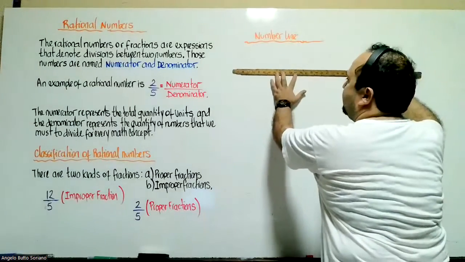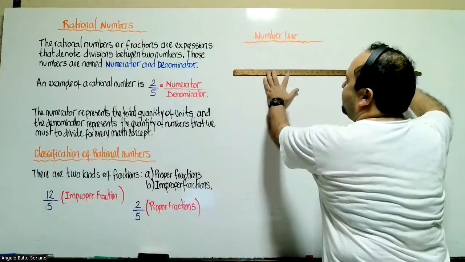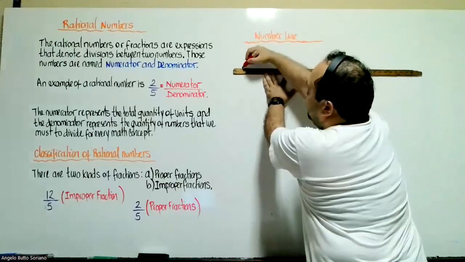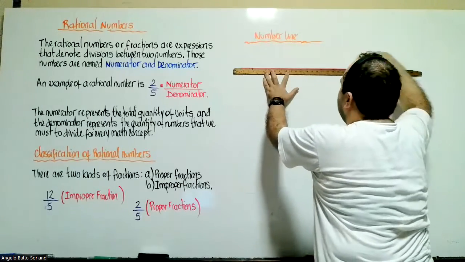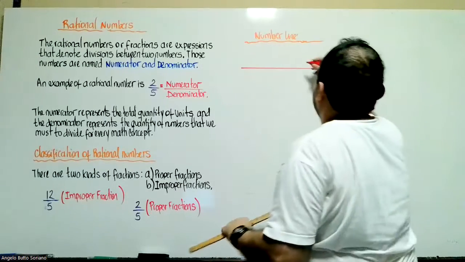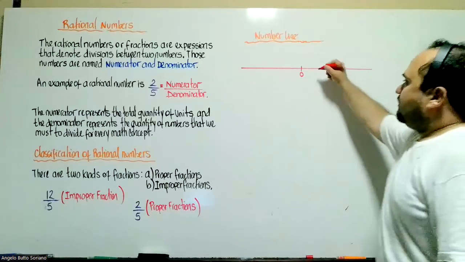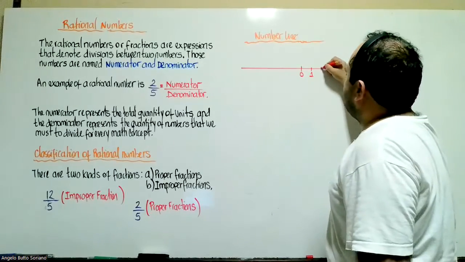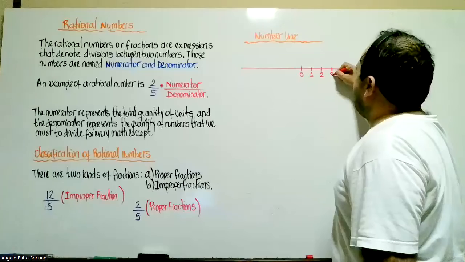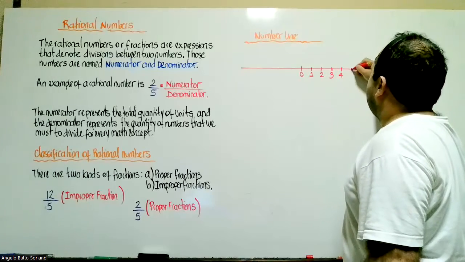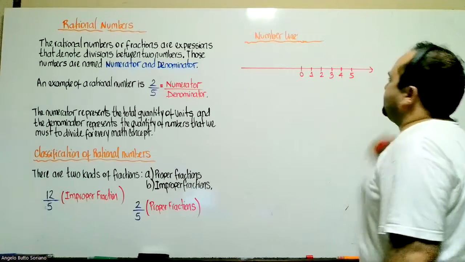Let's create a number line and see what the place of the rational numbers or fractions will be. Okay, so let's begin. This is 0. We have the numbers 1, 2, 3, 4, 5 units, and so on.